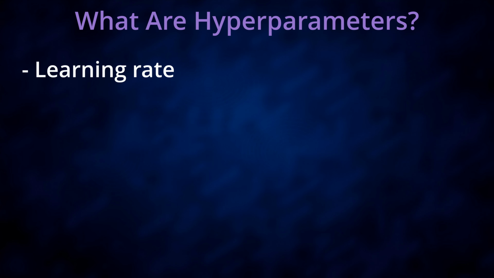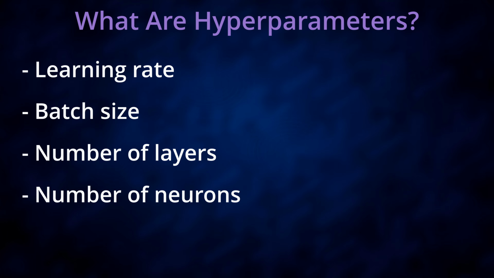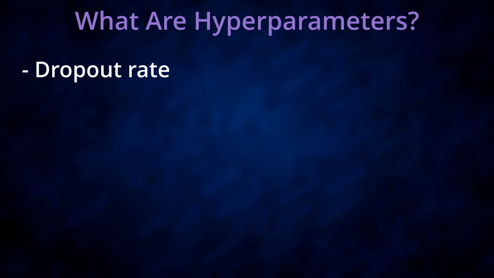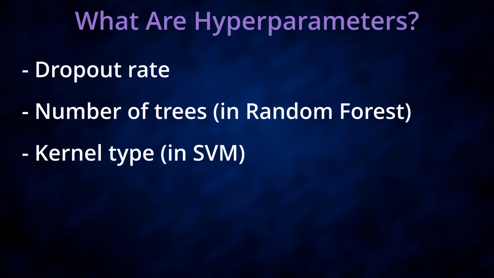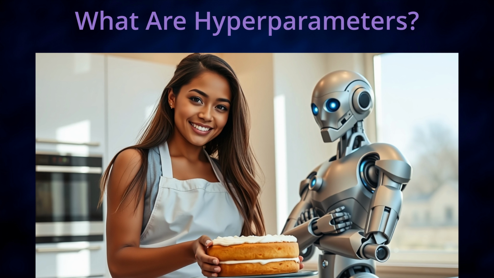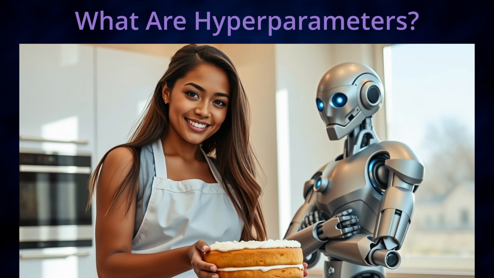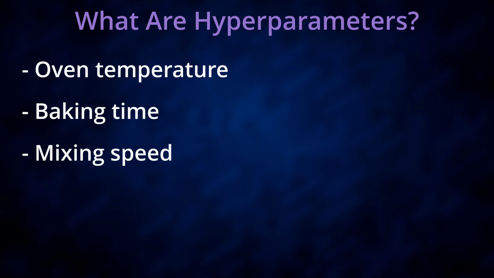Examples: learning rate, batch size, number of layers, number of neurons, dropout rate, number of trees, kernel type, temperature. If training a model is baking a cake, hyperparameters are the oven temperature, baking time, and mixing speed. The recipe changes everything.